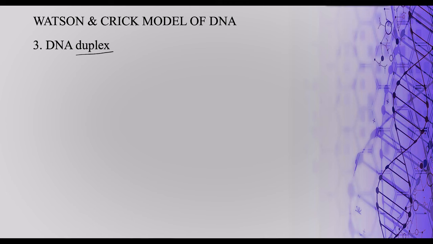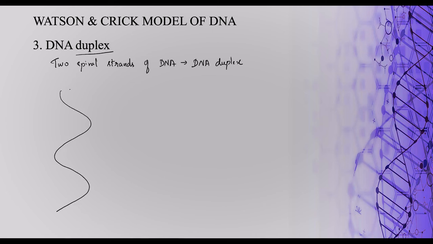These two spiral strands of DNA are called the DNA duplex. So let me draw the two coiled structure of the DNA. Okay. These two strands have a diameter of 20 angstrom. From here to here, it is 20 angstrom.